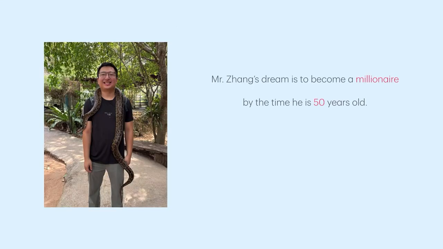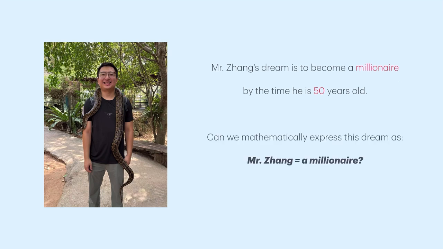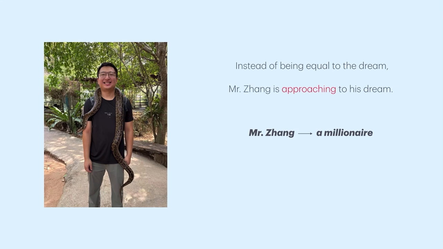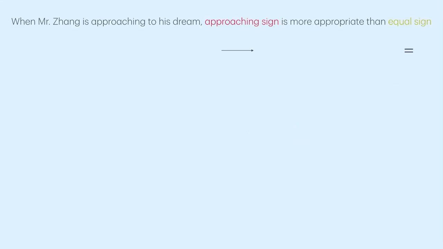I want to use myself as an example to start. This is a picture of me, and my name is Mr. John. I have a dream, which is to become a millionaire at the age of 50. And now if I want to express my dream mathematically, can I say Mr. John equals a millionaire? The answer is probably no, because I'm not a millionaire yet, so I cannot use that equal sign. But since I'm approaching my dream, the approaching sign looks like a better choice. So for the dream I'm approaching, this arrow is the correct notation.